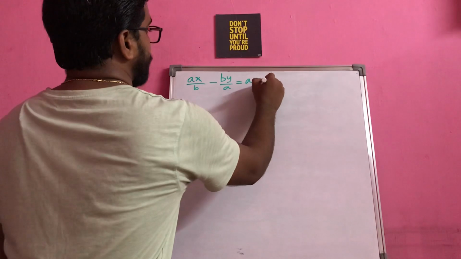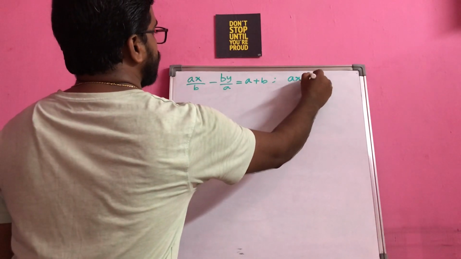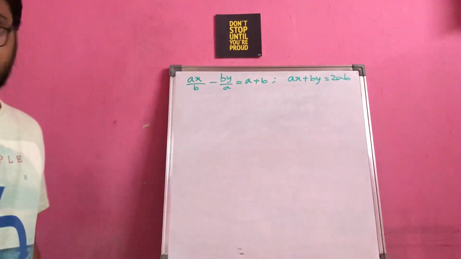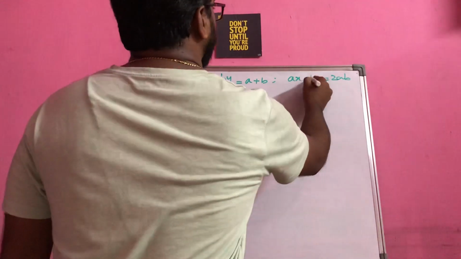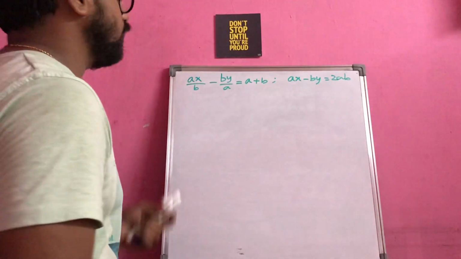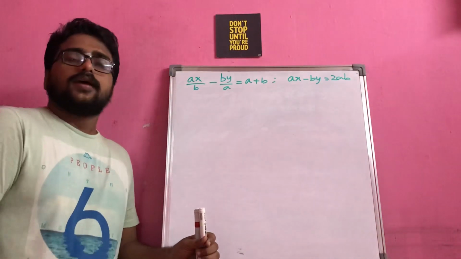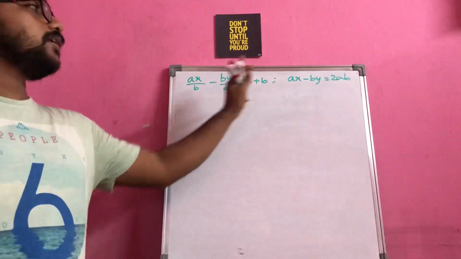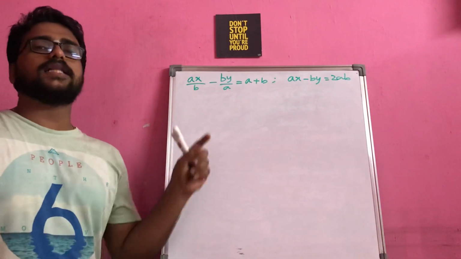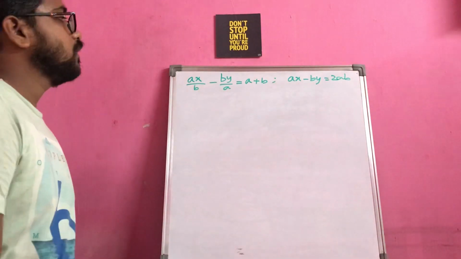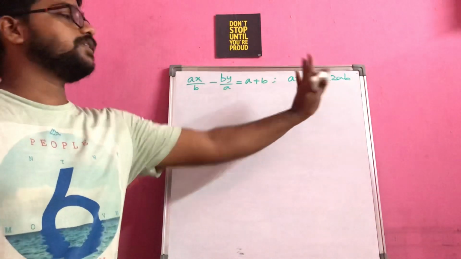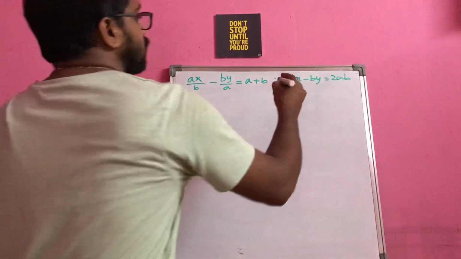A plus B. Second is AX plus BY is equal to 2AB, AX minus BY. See, you have to find again, for the pair of linear equations, the solution. Now see, by observing these two, for sure you can say that the second equation is comparatively simple than the first one, right? Why? Because here you are having fractions, here you are not having fractions, so comparatively this is simple for us. So let us simplify this.